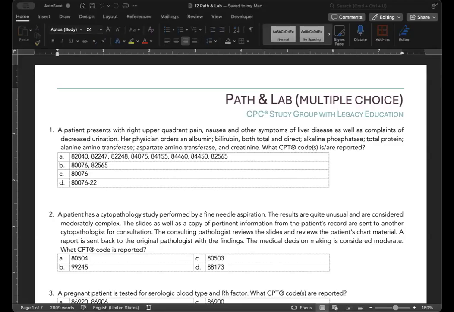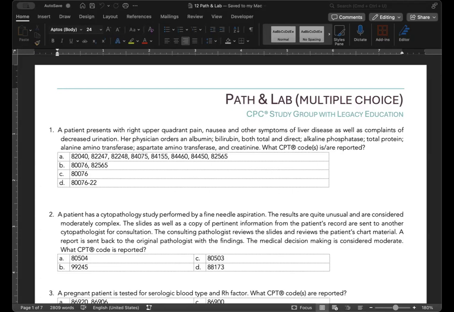All righty. So, Path and Lab. This is a fairly large section, so we may not cover every single little section as far as Path and Lab is concerned tonight. But this has got a pretty decent combination of types of questions that you might see and things along those lines. So let's go ahead and start off with number one.